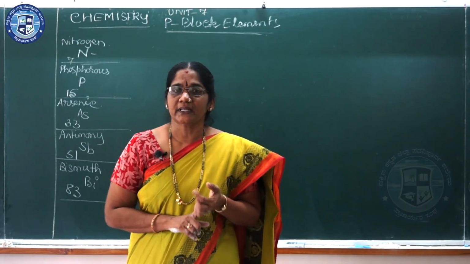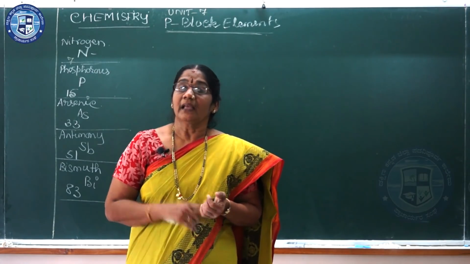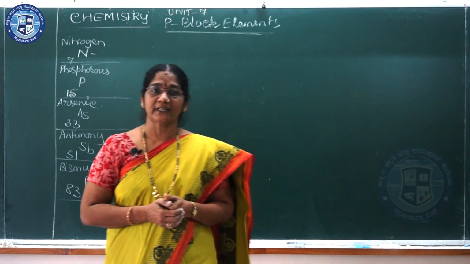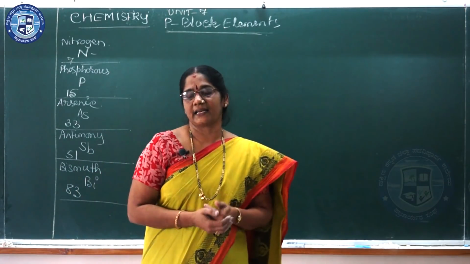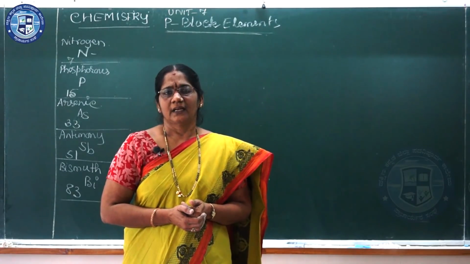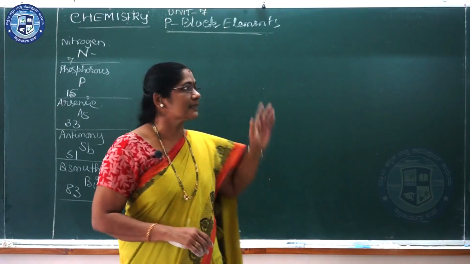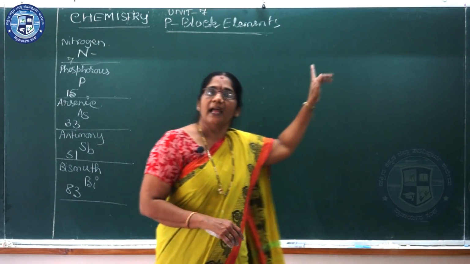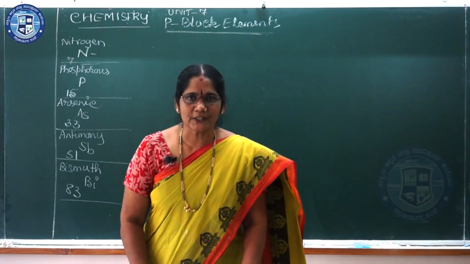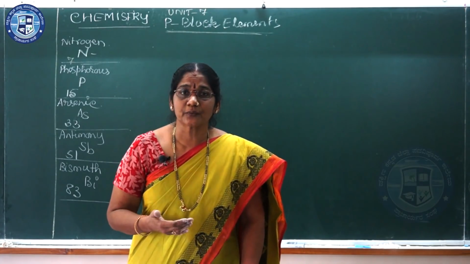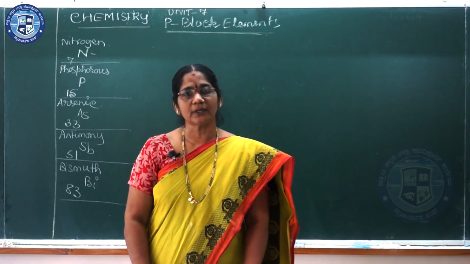Then ionization enthalpy, electron gain enthalpy, electronegativity, metallic characters, and the variations of these atomic properties along the period and down the group you also have studied. And you have studied the reasons for certain anomalies found.